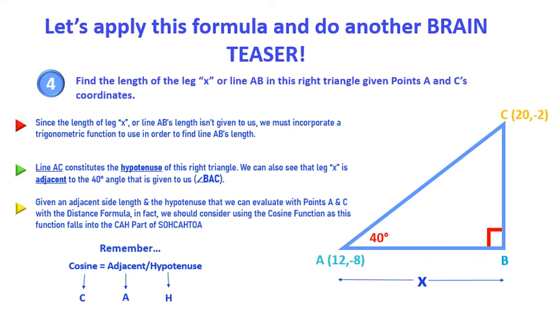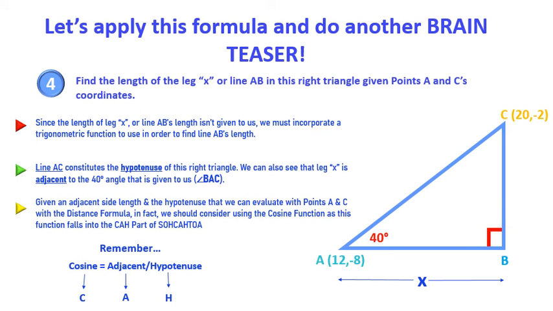Let's apply this formula and do another brain teaser. Number 3, find the length of the leg X or line AB in this right triangle given points A and C's coordinates. For this one, we're not getting a whole lot of information, so we'll just have to make do with what we're given. Since the length of leg X or line AB's length isn't given to us, we must incorporate a trigonometric function to use in order to find line AB's length.